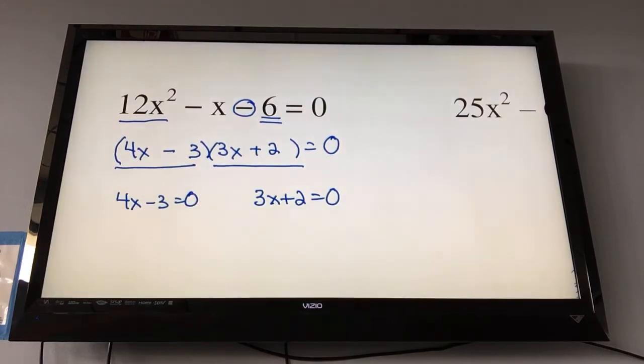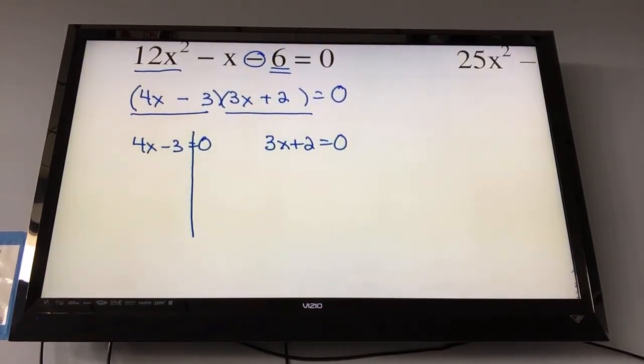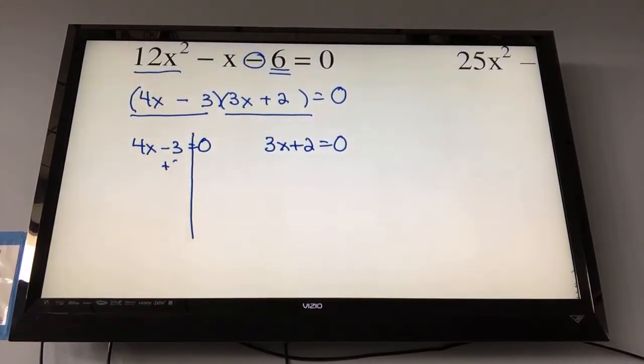Okay, so set my factors equal to 0. After this next problem, I'm going to show you the shortcut, if you can use it. So I'm going to add 3. So 4x equals 3. Divide by 4.